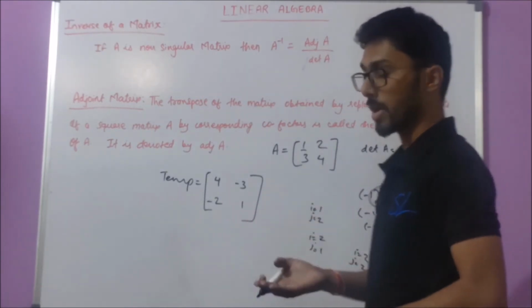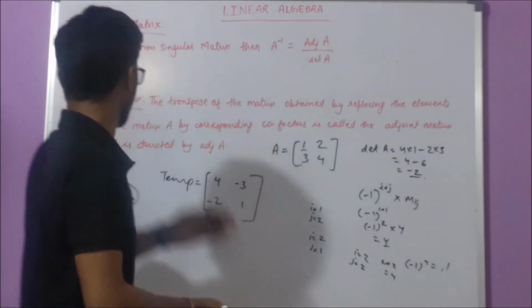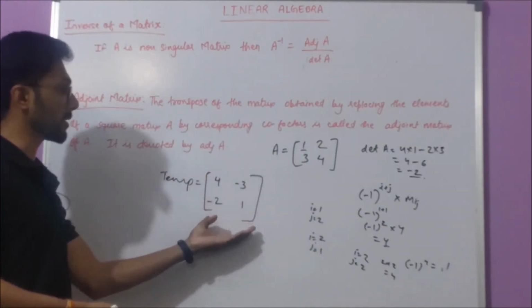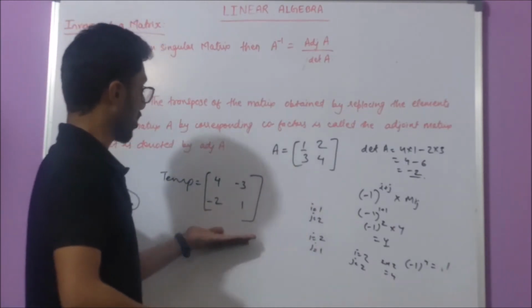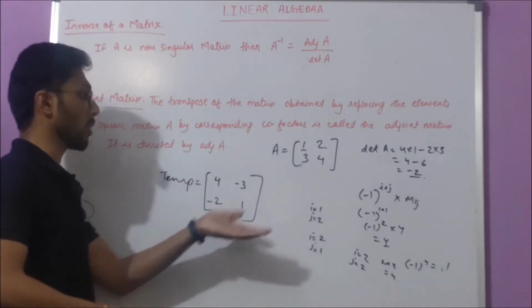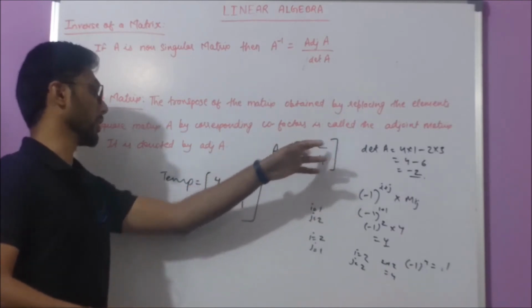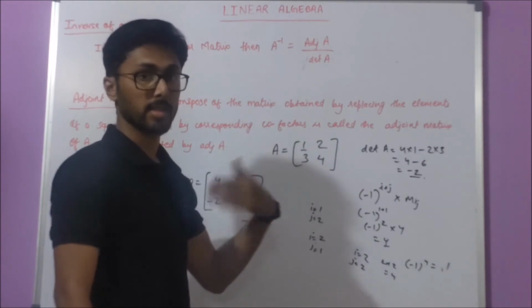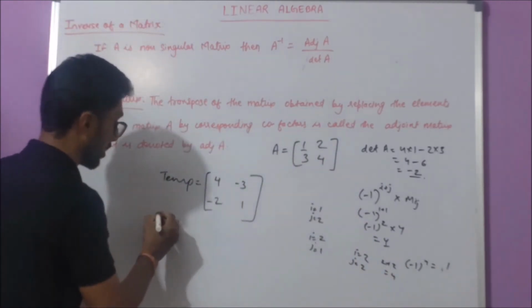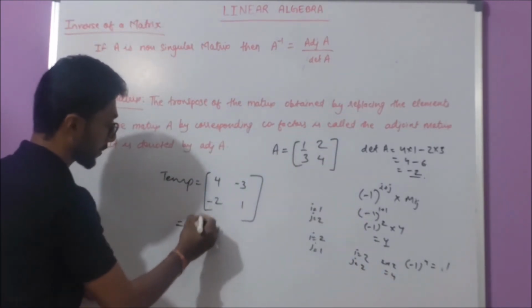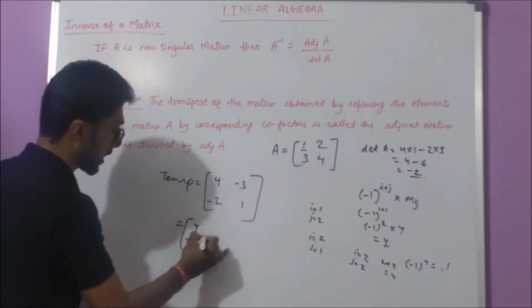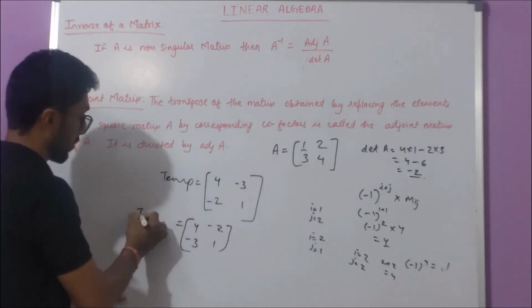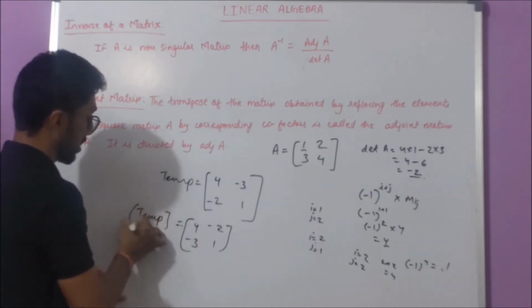Now we have to find its transpose, because the adjoint matrix is the transpose of the matrix containing the cofactor of each element. So the cofactor of 1 is 4, of 2 is -3. So this is a matrix containing the cofactors. Now let's take its transpose, interchanging rows and columns. So the transpose is 4, -3, -2 and 1. So this is the transpose of temp.